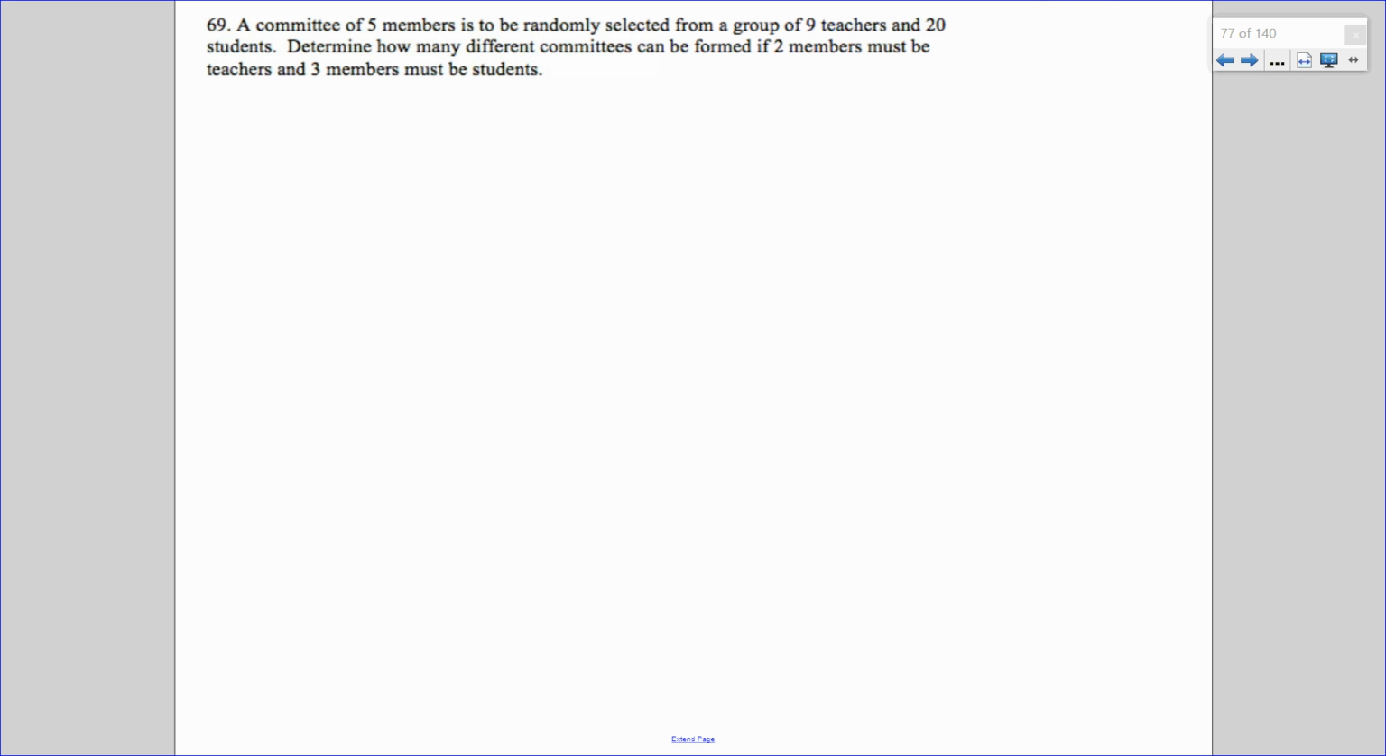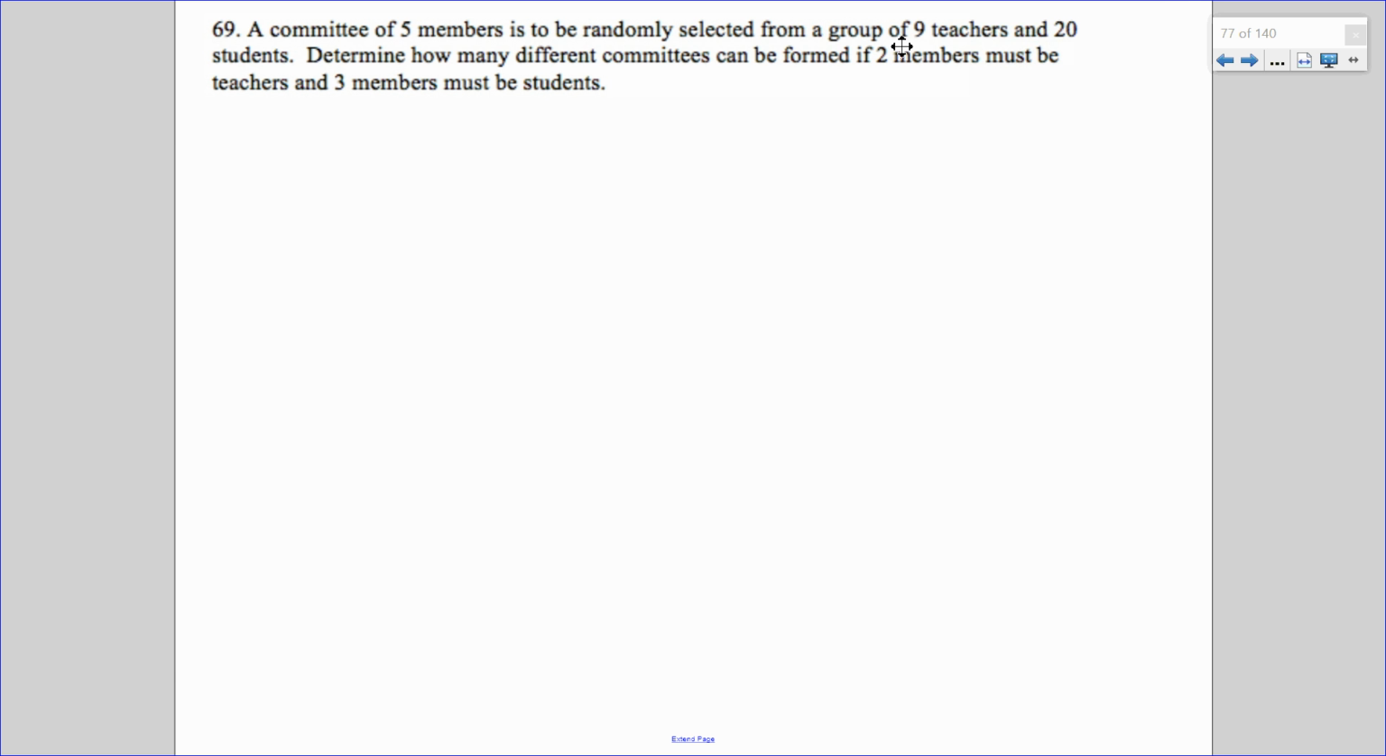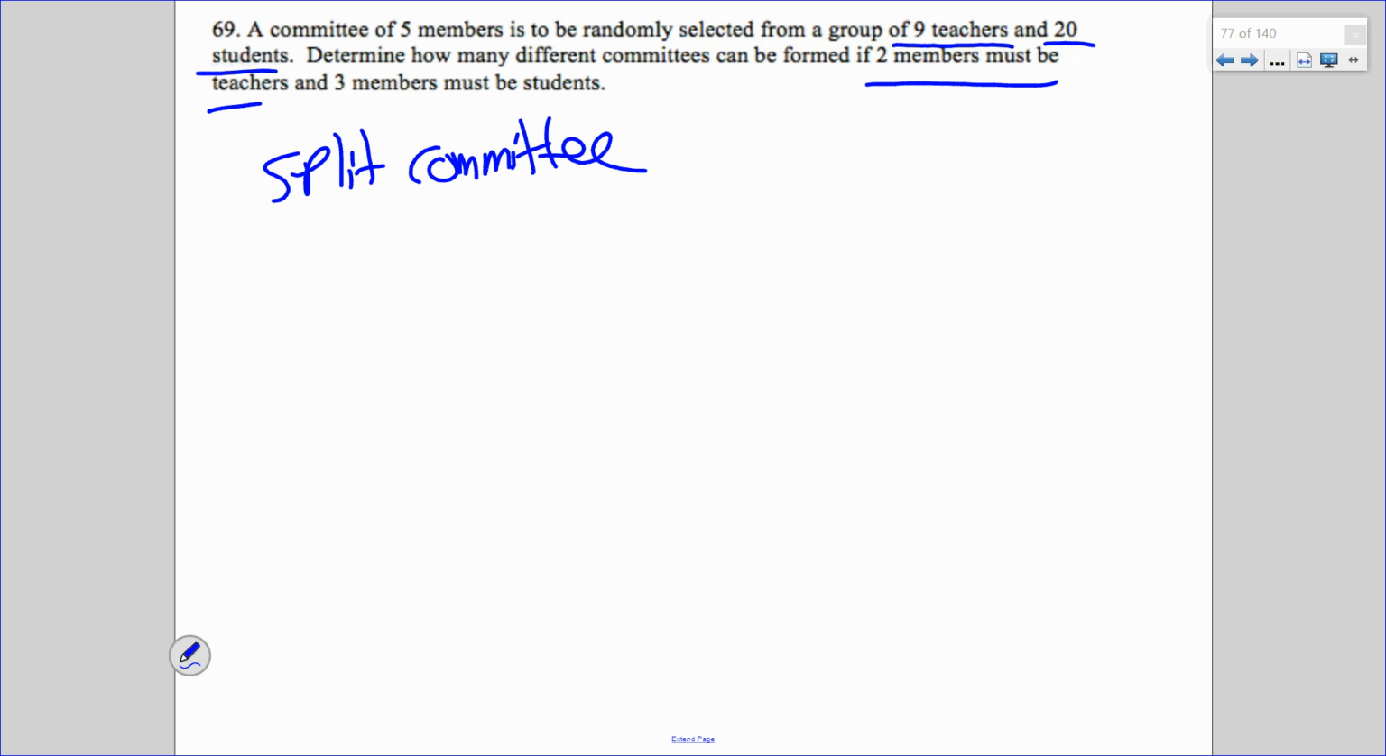A committee of 5 members is to be randomly selected from a group of 9 teachers and 20 students. I have 9 teachers. I have 20 students. Determine how many different committees can be formed if 2 members must be teachers and 3 members must be students. Well, I call these split committee problems, because I need 2 committees. I need one for the teachers and one for the students.